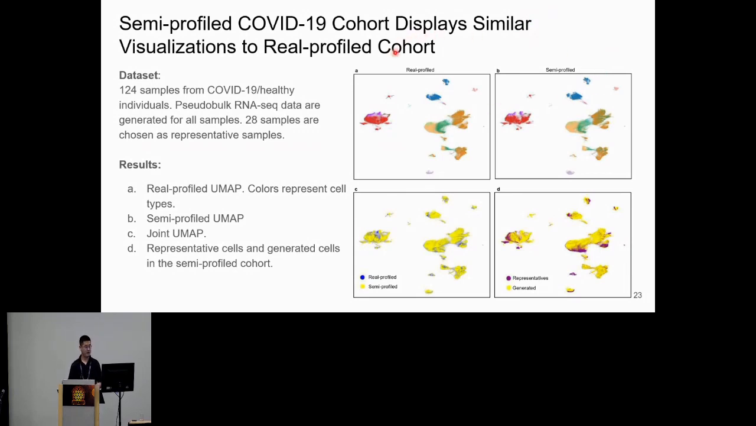In the UMAP visualization, we can see that panel A is the real profiled cohort, and panel B is the semi-profiled cohort. They are quite similar. Different colors represent different cell types. And C is plotting the two data sets together. They have a lot of overlap, meaning the two cohorts are quite similar. And then we also plotted the semi-profiled cohort using different colors to represent the representative cells and the in silico generated cells. We can see that actually more cells are generated by the deep generative learning model.